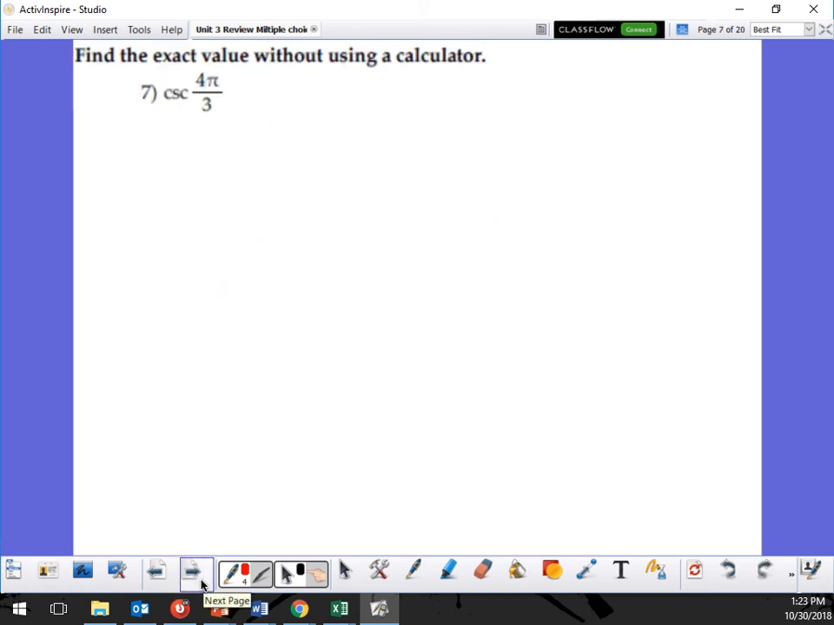Find the exact value without using a calculator. So, everyone, right now, take out your unit circle.